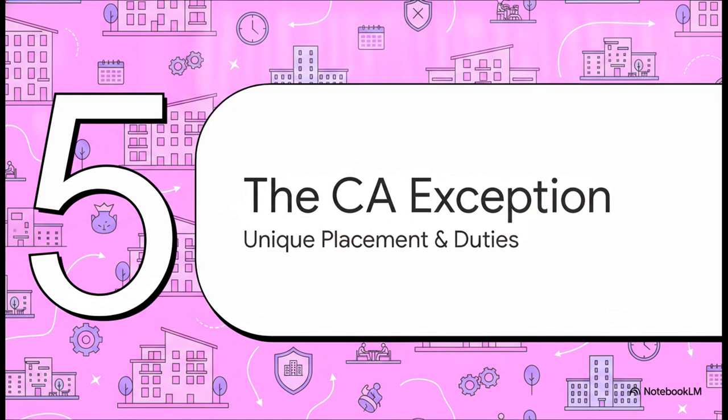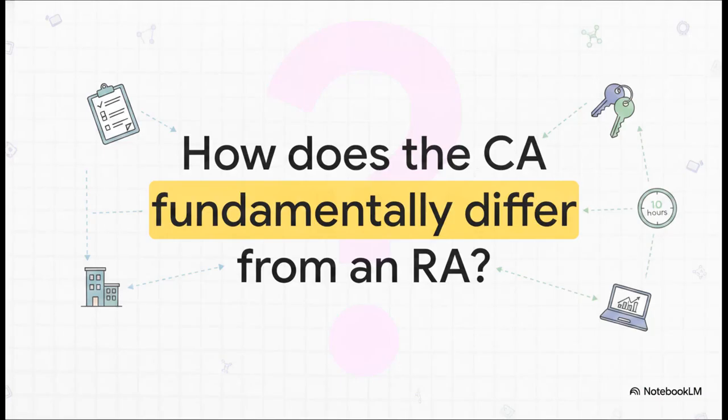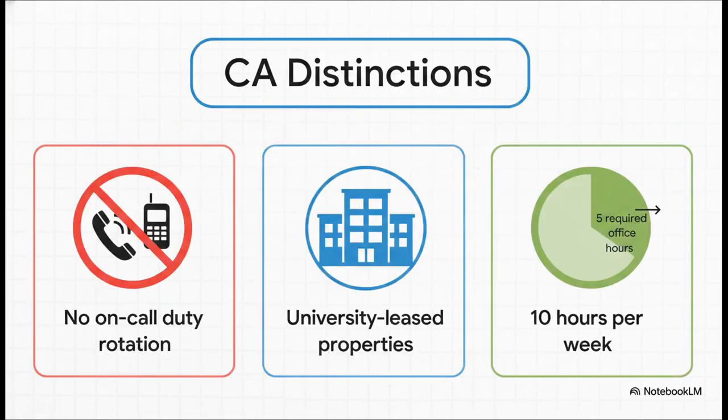Finally, Section 5, the Complex Assistant Exception. Let's look at their unique placement and duties. I really want to put a spotlight on this role because it's just structurally fascinating. It's the perfect exception to the rule. On paper, they might sound kind of similar to an RA, but they are absolutely not. So how does the complex assistant fundamentally differ from a resident assistant? The crucial difference is this.